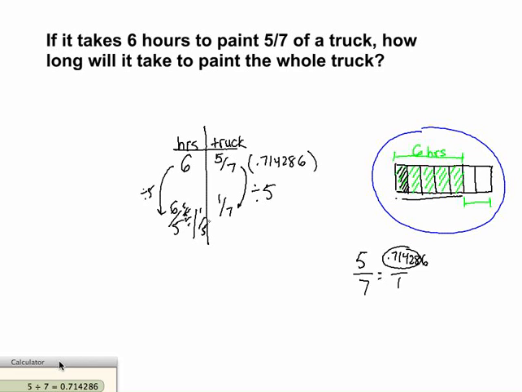Now we want to figure out the whole truck. Now we have 1/7, so we can multiply to get to the whole truck. Multiply by 7. And what does that give me? 7/7, which equals 1 whole. Whatever I do to one side, I must do to the rest. So now I'm going to do 6/5 times 7. And how do we do that?